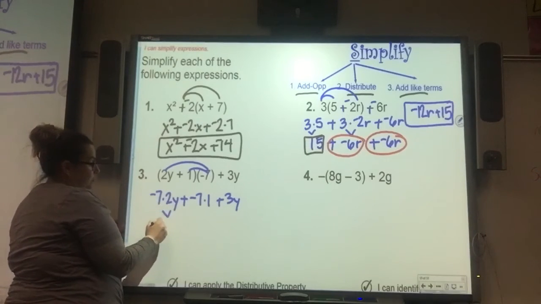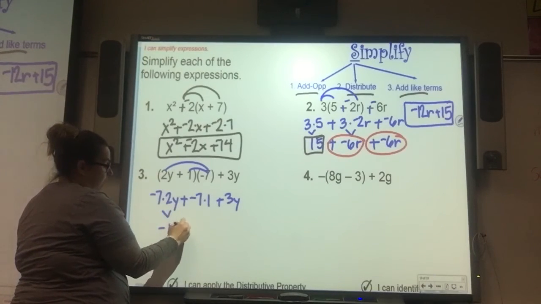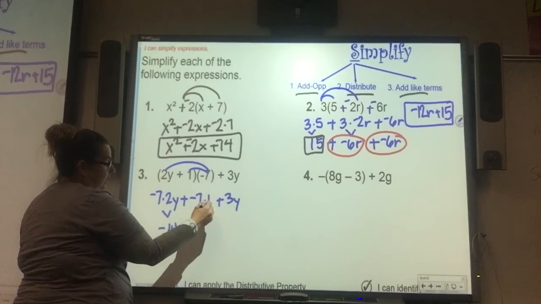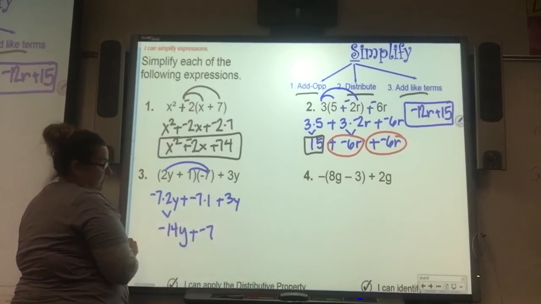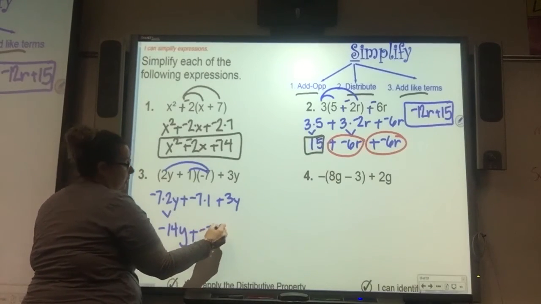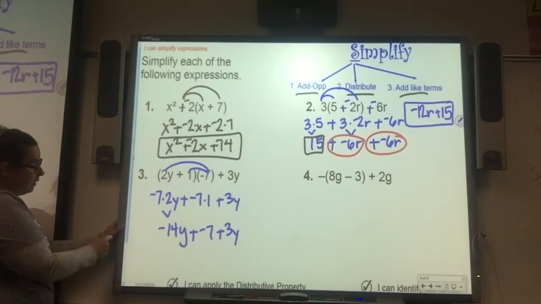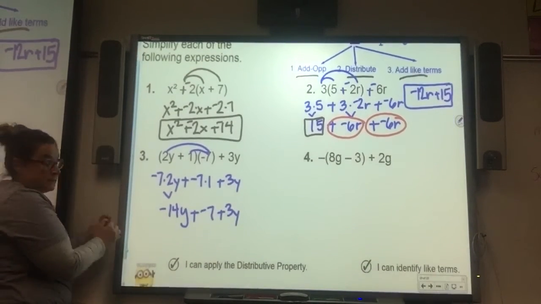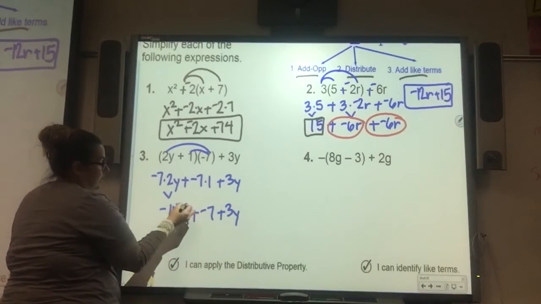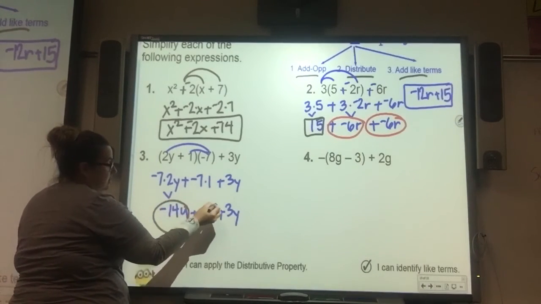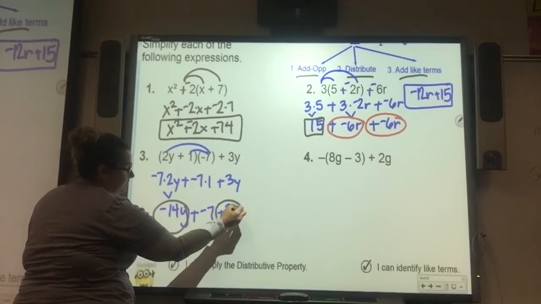Negative 7 times 2y is negative 14y. Negative 7 times 1 is negative 7 plus 3y. We're going to look at our like terms. Negative 14y and positive 3y.